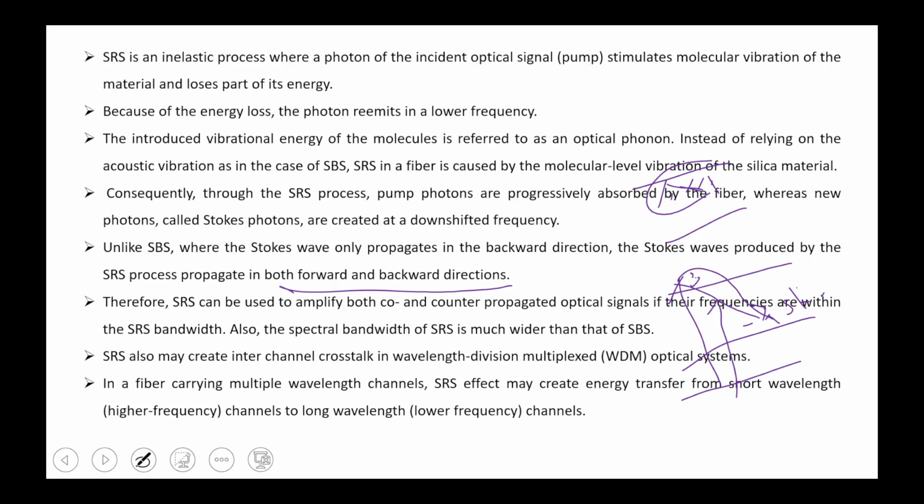In a fiber carrying multiple wavelength channels, the SRS effect may create energy transfer from short wavelength to long wavelength. If you have multiple wavelengths, whenever there is SRS scattering, a transfer of energy from the short wavelength, higher frequency channel to the longer wavelength channel will take place.